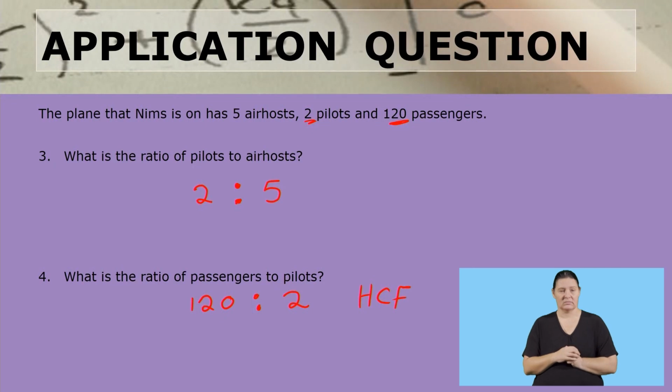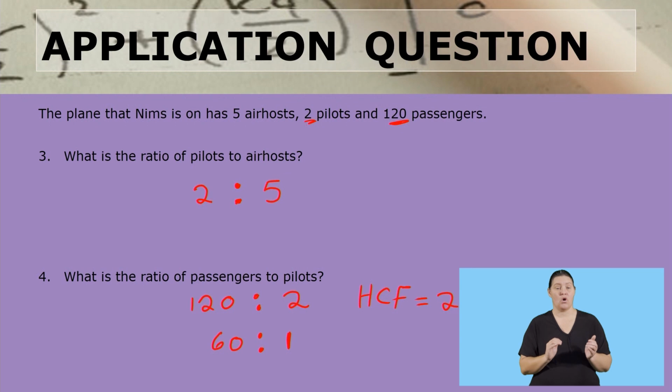And we simplify them by finding the highest common factor. And between 120 and 2, the highest common factor is 2. So when we divide each side by 2, it becomes simplified to 60 is to 1. So that means that the ratio of passengers to pilots is 60 passengers is to 1 pilot.